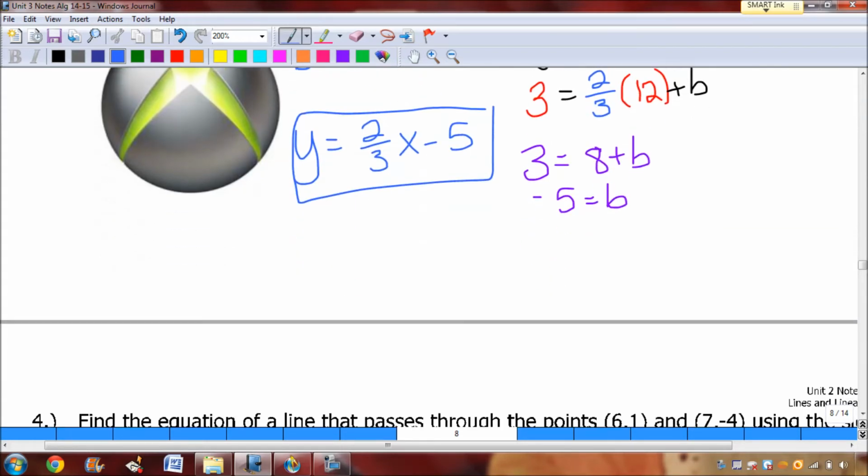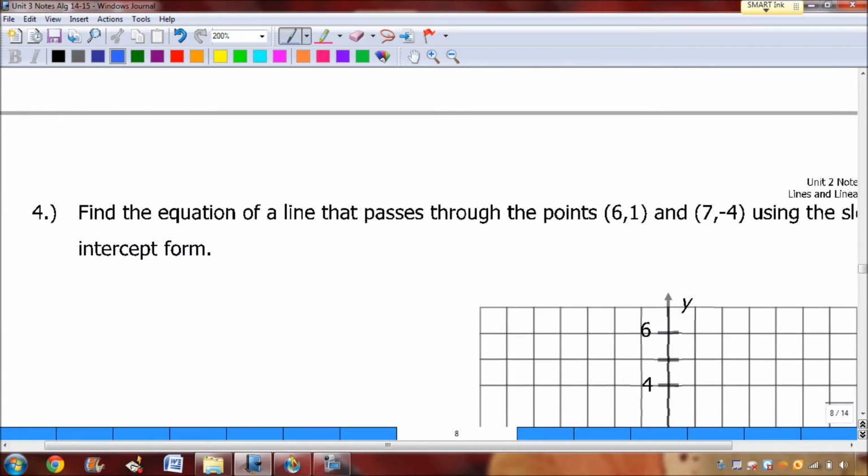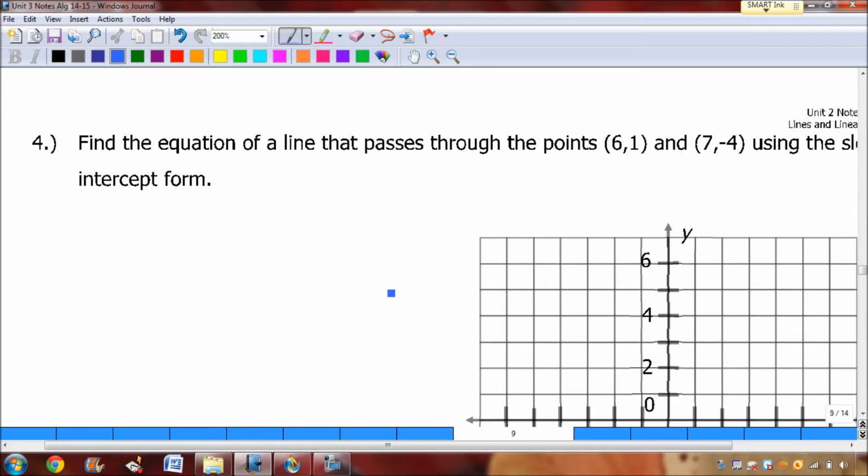All right? So now let's look at number 4. Number 4 is tricky. Find the equation of a line that passes through the points (6, 1) and (7, -4) using the slope-intercept form. So to use the slope-intercept form, the equation is y equals mx plus b. I need to know what the m is, and I need to know what the b is.